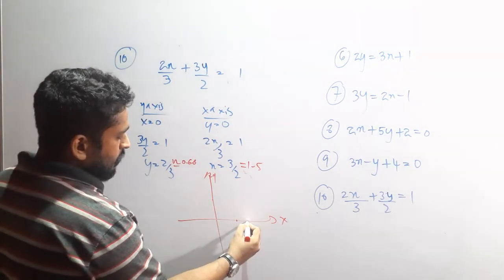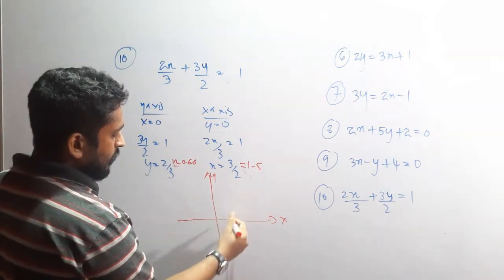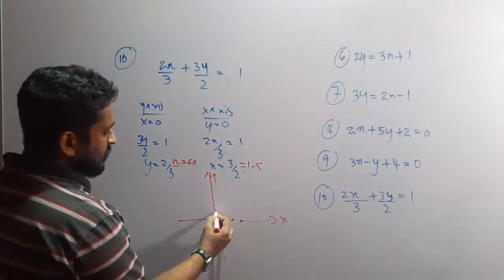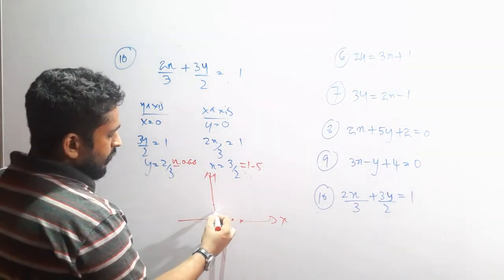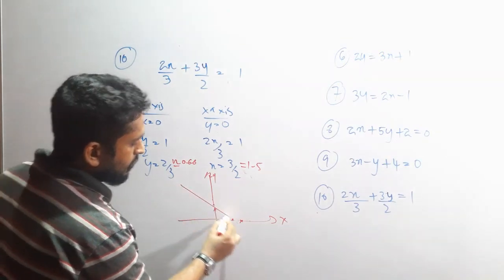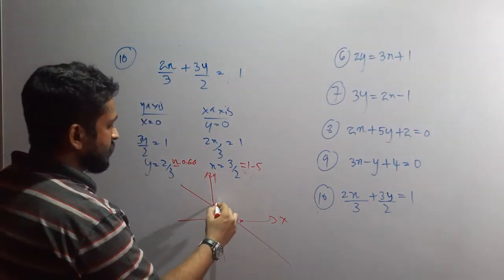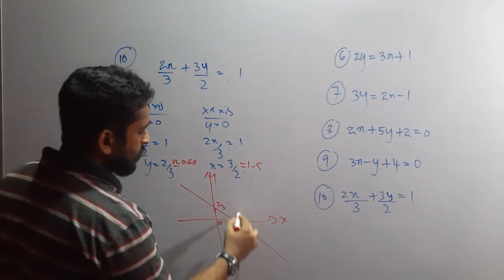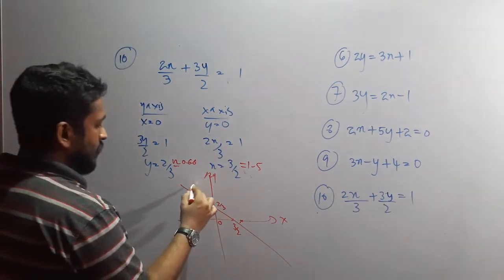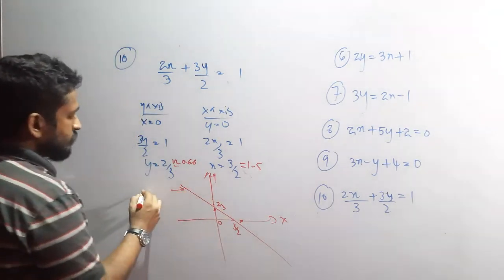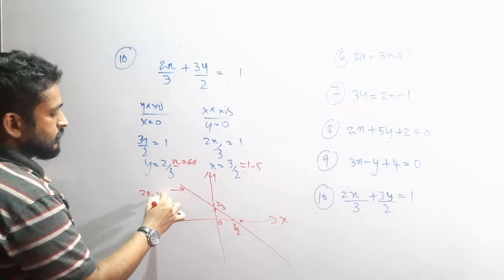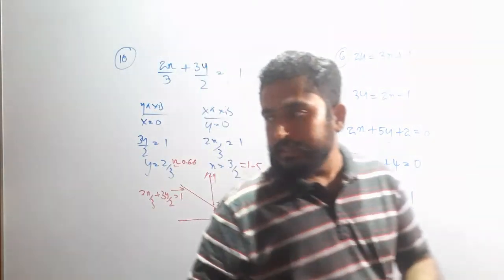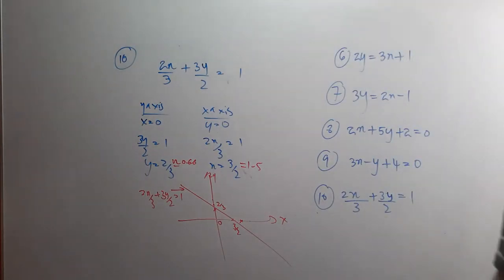1.5. Then here, 0.66 means that 1.5, 0.6, right? Get them connected. Then this is 2 by 3, then this is 3 by 2, and this is the origin. Name the graph anywhere you are comfortable with. Yes, 2x by 3 plus 3y by 2 equals 1. So that is the graph.